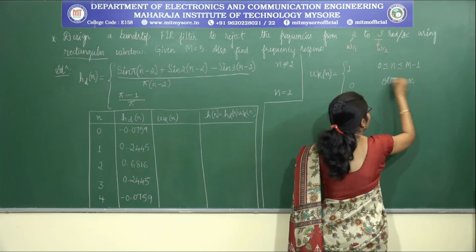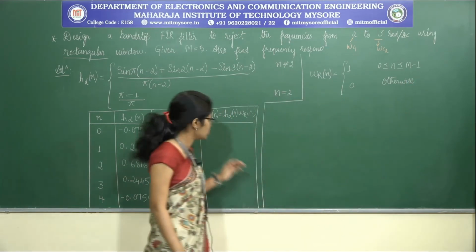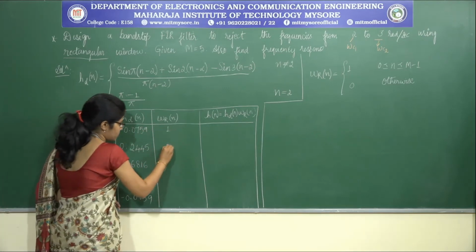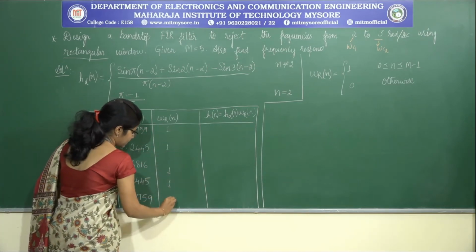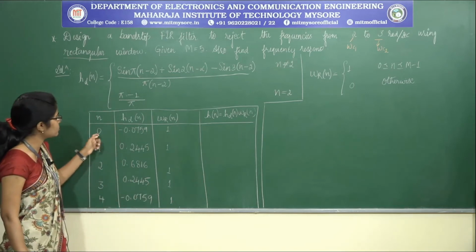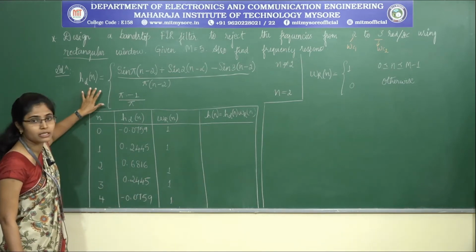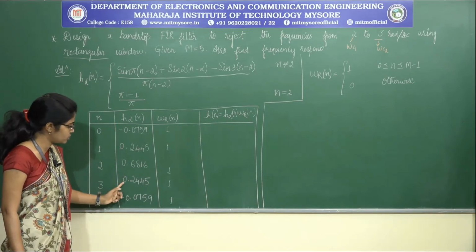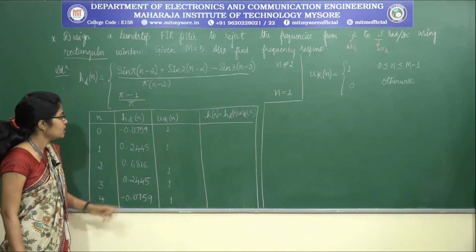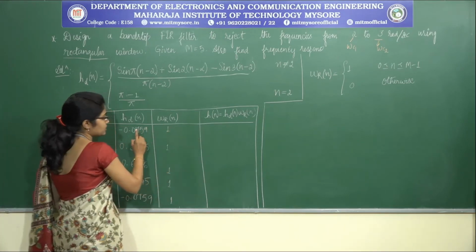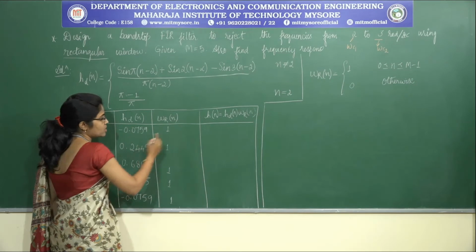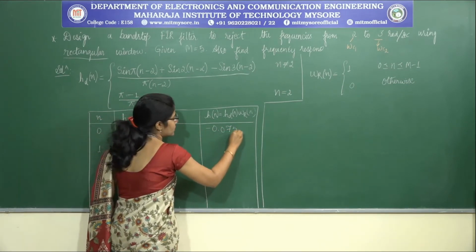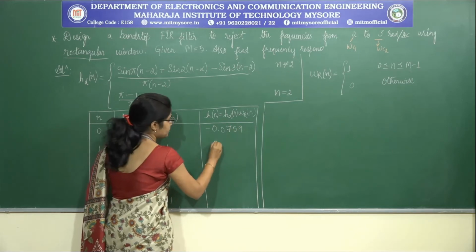Okay. So for all values of n, that is from 0 to 4, the value of omega r will be equal to 1. So what I did, I have substituted the values for n in this particular equation and found out hd of 0, hd of 1, hd of 2, hd of 3 and hd of 4. Now in order to find h of n, it is nothing but the multiplication of these two elements. If I multiply any element with 1, we get the same element. So let me write all the elements directly.